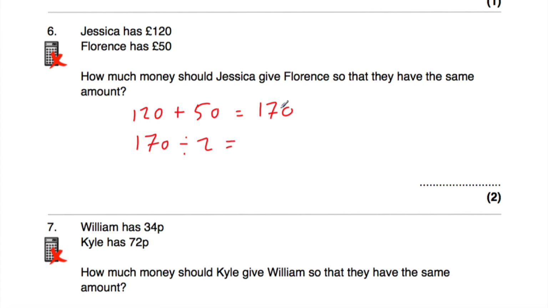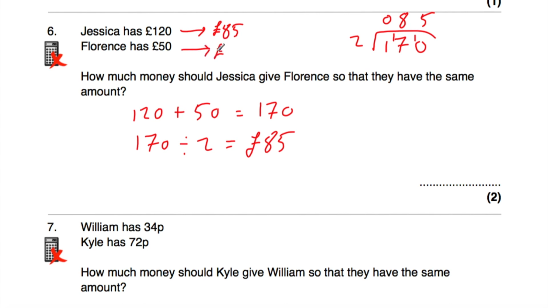Well, 170 divided by 2, let's use our Bus-Shelter method. 170 divided by 2. How many 2's go into 1? 0, remainder 1. How many 2's go into 17? That's going to be 8, because 8 times 2 is 16, so that's 8, remainder 1. And how many 2's go into 10? That's 5. So that means that if they share the money out equally, they will both have £85. So Jessica would have £85 and Florence would have £85.